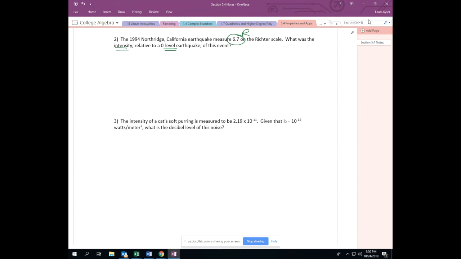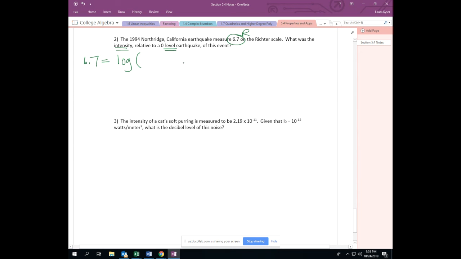Now the formula for this is a little bit different than what the formula is given in the notes. You're relating the intensity I to the intensity of this 0 level earthquake. And we know the R value instead of going to find the R value. So these are the two pieces that we're using variables for. And we have to use the same variable for both of them in order for this to work. So we're going to set this up as R equals, so 6.7 equals log.